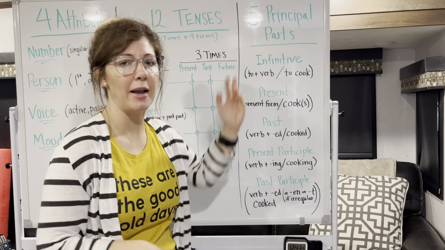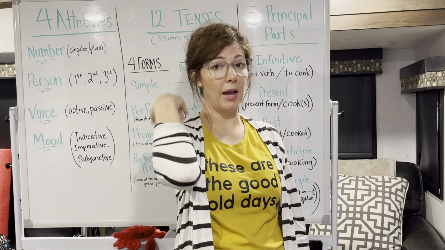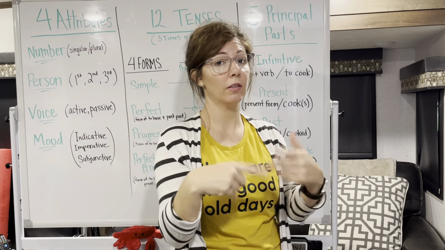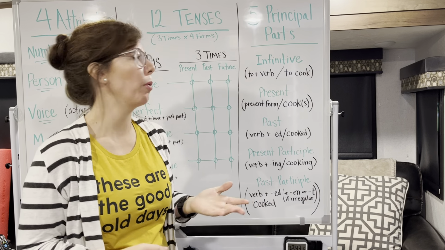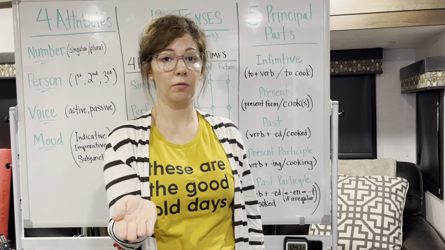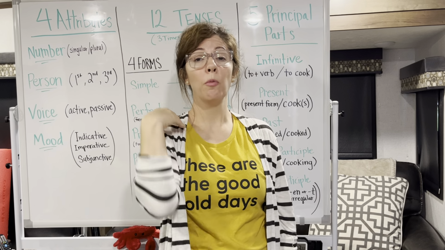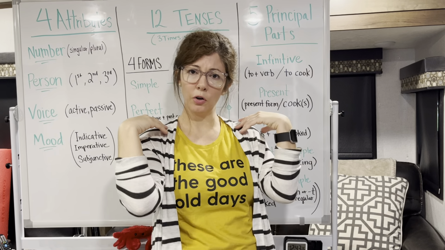And then we'll say baked again. To bake, bake, bakes, baked, baking, baked. So those are our five principal parts: infinitive, present, past, present participle, past participle.